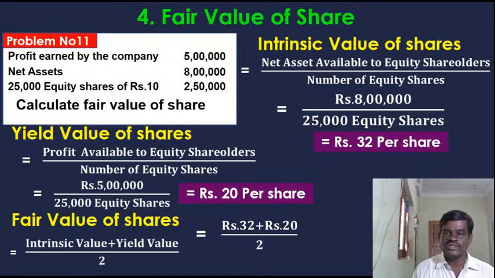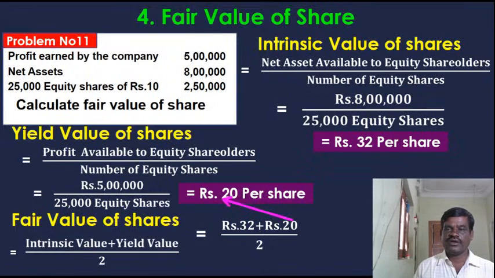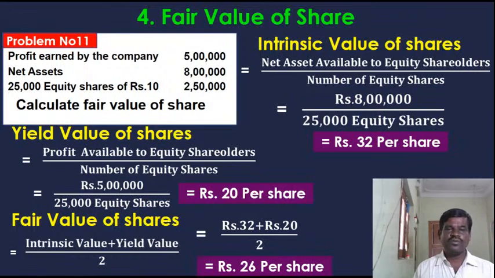Rupees 32 is the intrinsic value of a share calculated in the first step, and the yield value of a share is rupees 20, just calculated here. Rupees 32 plus 20 divided by 2. What is the fair value of a share? Rupees 26 per share.